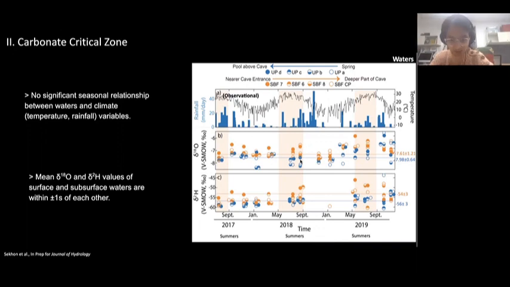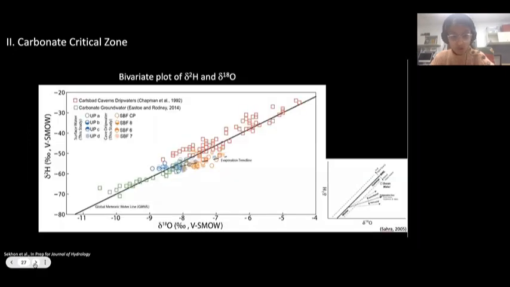And what you actually see, despite the strong seasonality in rainfall, is that there isn't a significant relationship between cave drip water or surface drip water to the storm systems crossing over the summer. In fact, the mean of the surface and the subsurface waters are within 1 standard deviation of each other. So where they don't really show any seasonal sensitivity, when you actually plot them on the global meteoric waterline, what you actually see is a strong evaporation trend line.